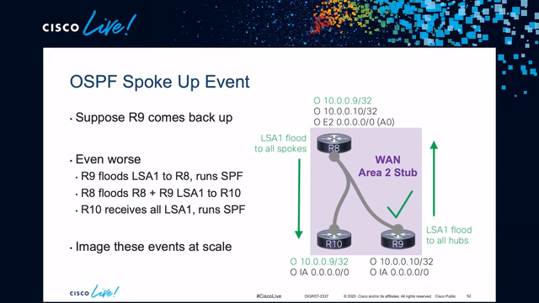For several years, I supported a US government customer that had huge OSPF-based WANs over DMVPN, and they made no attempt to optimize it.